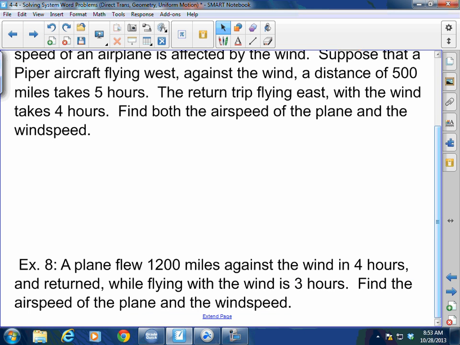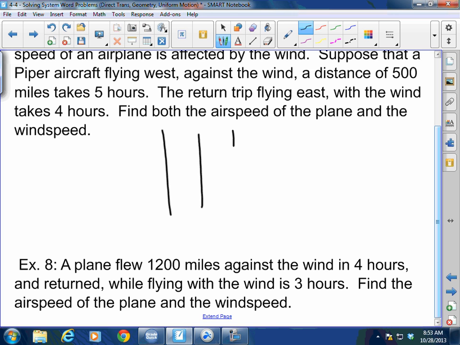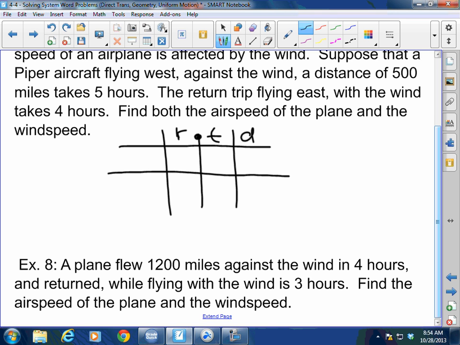let's not stress. Let's make a table. My rate times time will equal a distance. What are the events here? Well, the event is 2 and then return.